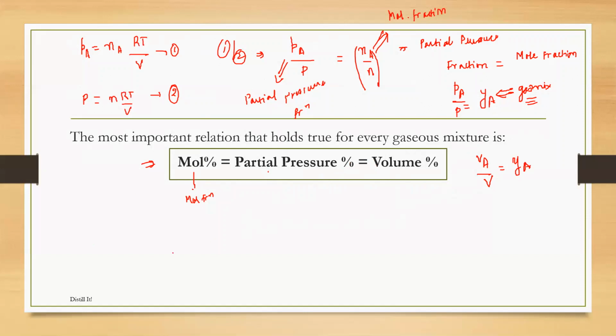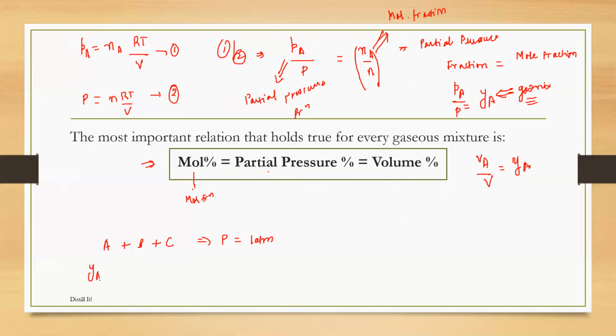Now, what is the use of this? So let's say I have a mixture of A and B and C. And let's say this mixture is maintained at a pressure of 1 atm.